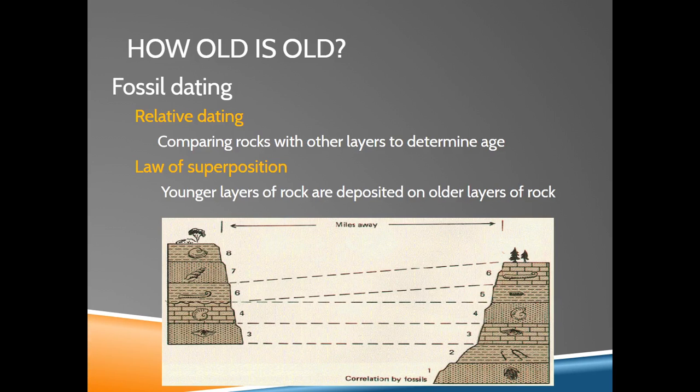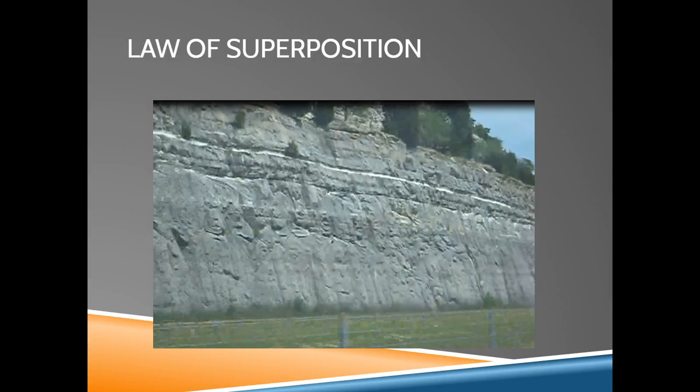But the law of superposition says that younger layers of rocks are deposited on older layers of rocks. So the farther you go down, the older the rocks are essentially. So very rarely would you have younger rocks beneath older rocks unless it was a massive uplifting in the geological terrain. This is a picture of the highway as you're heading south towards Columbia. You've noticed they've done a lot of blasting of the hills to make roadways, which is really cool, because you can see all the different layers of rocks and the history throughout Missouri.